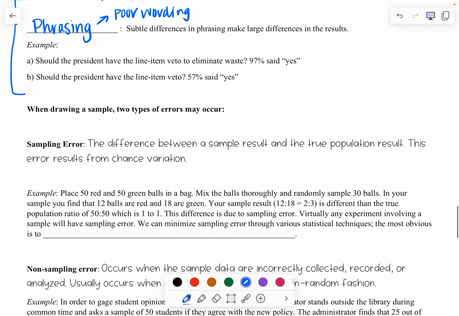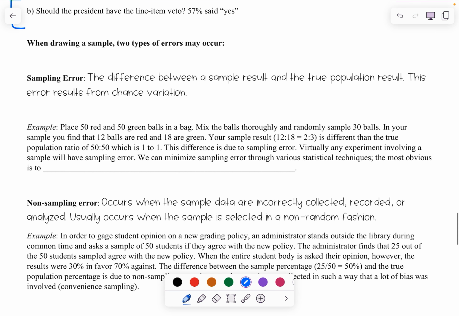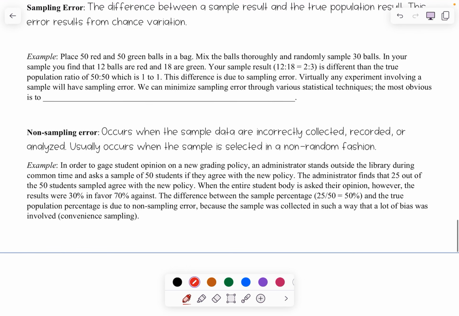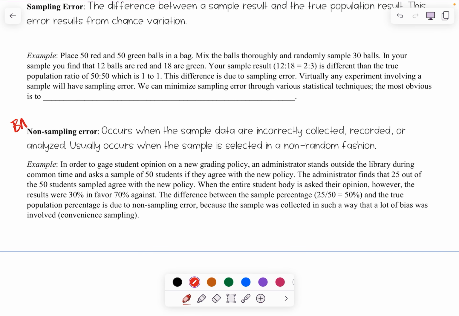Okay, now the last thing we're going to discuss, this is a big vocab day. This is the last vocabulary, I promise. When drawing a sample, there's two types of errors that could occur. There's a good one, there's a bad one, as there is today in all things we do. The bad one first, non-sampling error.